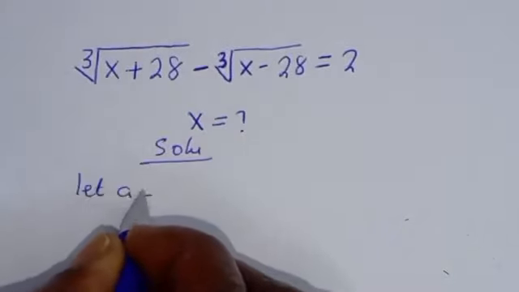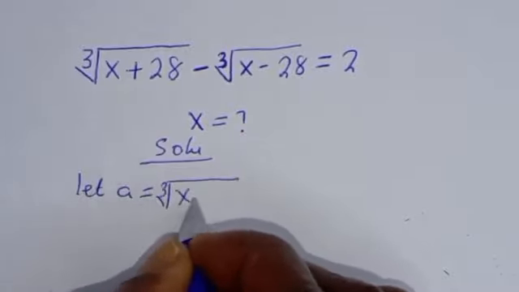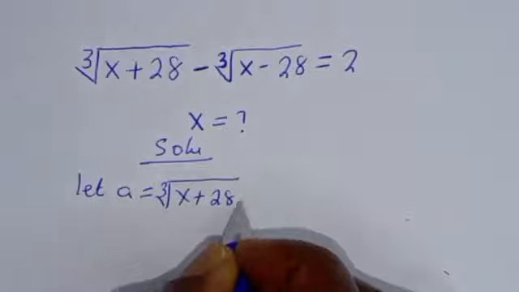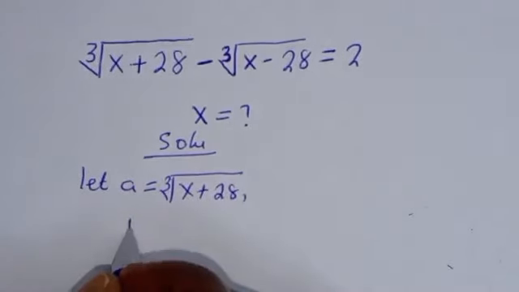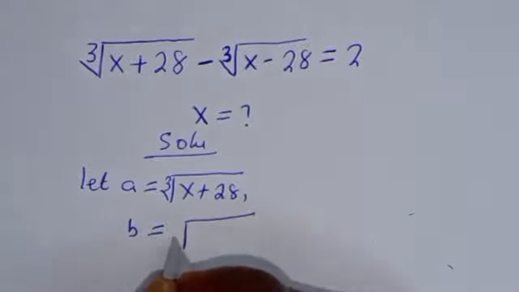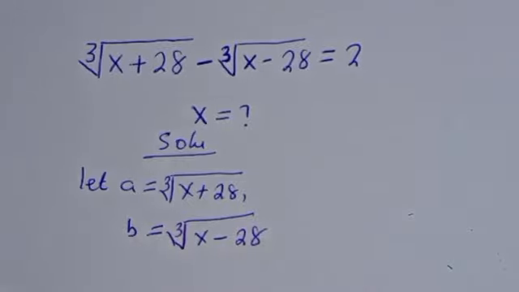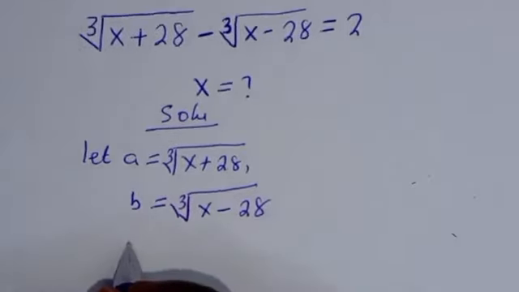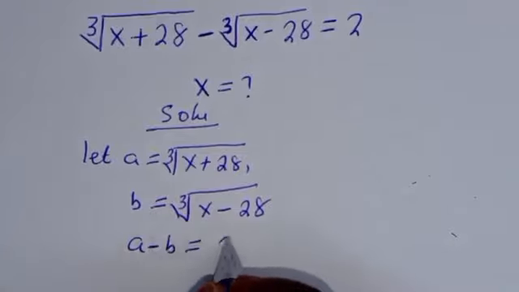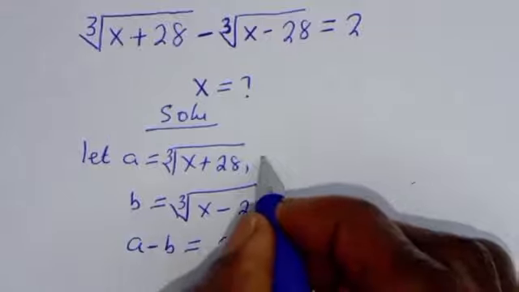Let a be equal to the cube root of s plus 28 and b be equal to the cube root of s minus 28. Then a minus b is equal to 2. Let's call this equation 1.